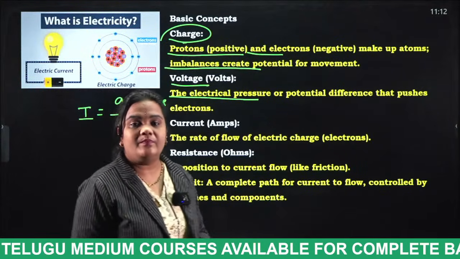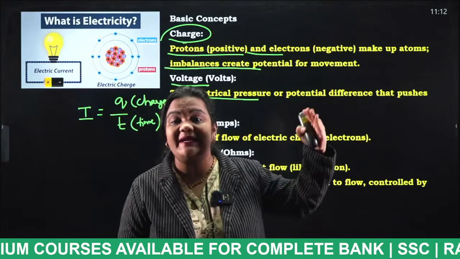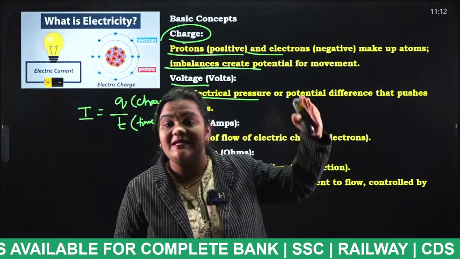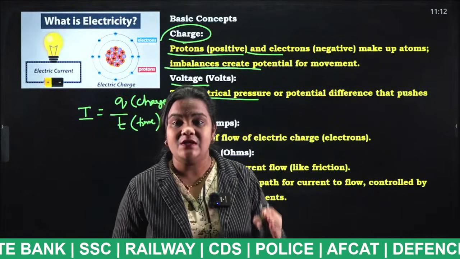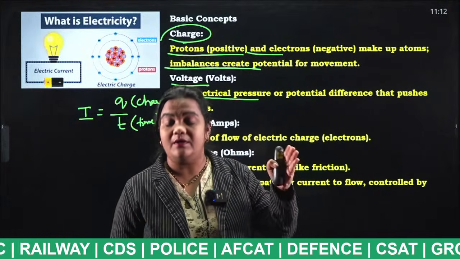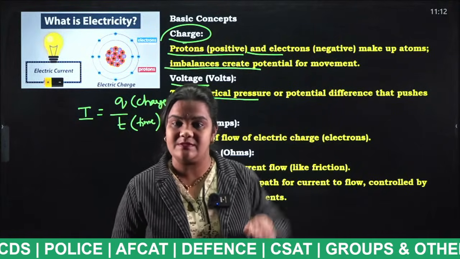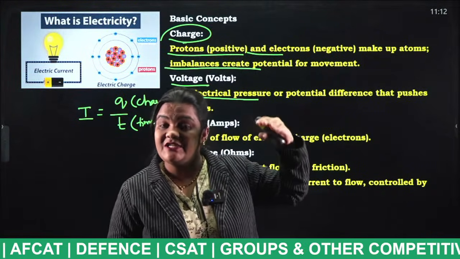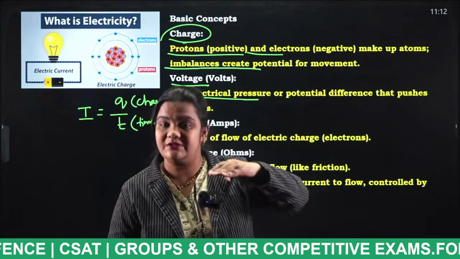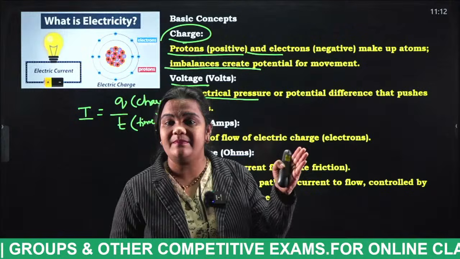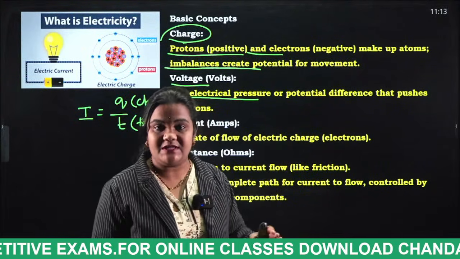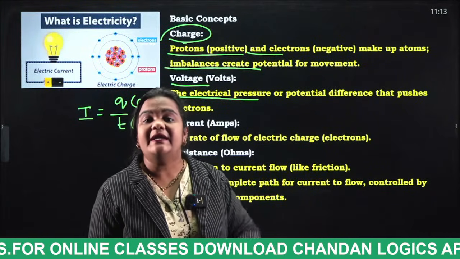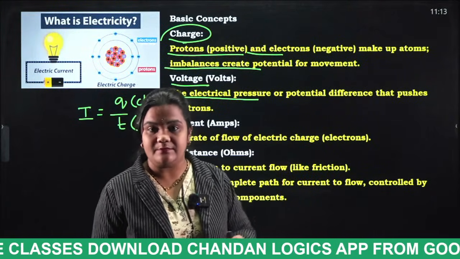Voltage is the electrical pressure or potential difference that pushes electrons. For example, when there appears a disturbance in the flow of charges, potential difference takes place, and that potential difference is measured by a voltmeter.